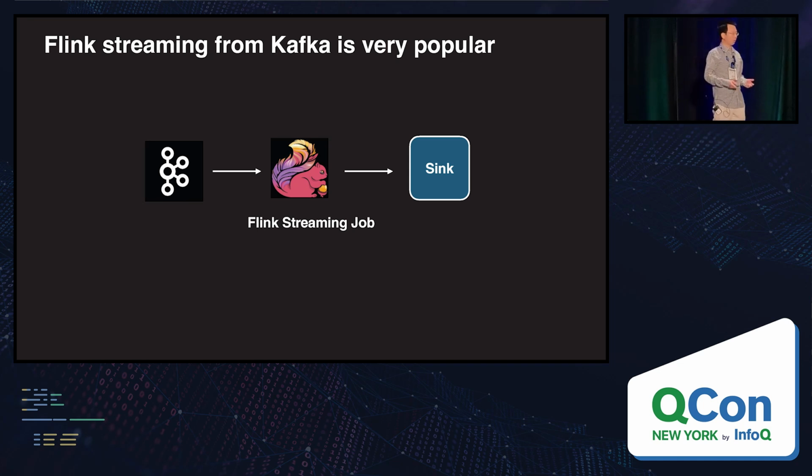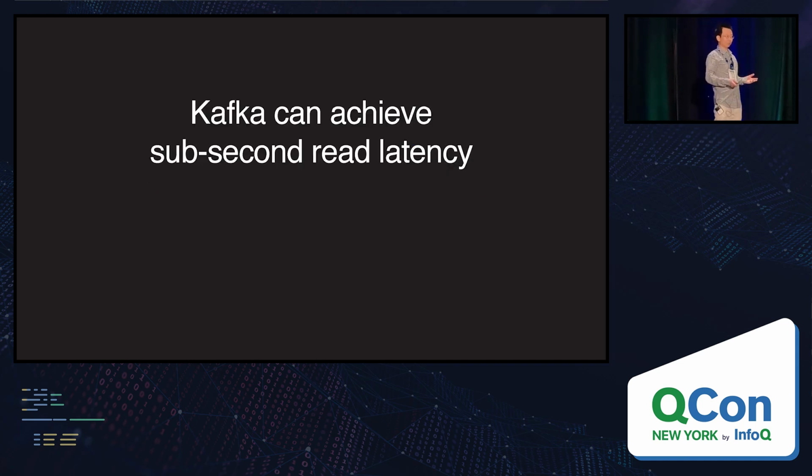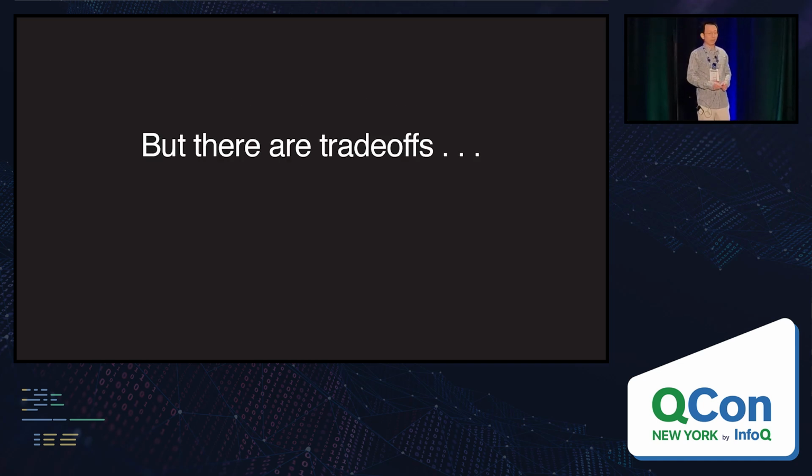Kafka is probably the most popular streaming storage for Flink. It can achieve sub-second read latency. So if you care about latency, why don't we switch everything to Kafka and Flink? Right, there are pipelines built that way. Kafka is a fantastic streaming storage. I love Kafka. It can achieve sub-second read latency, which is great if you have really low latency requirement. But as we know, system design is all about trade-offs. Nobody is good at everything. There are a few things in Kafka that are not very pleasant to work with.